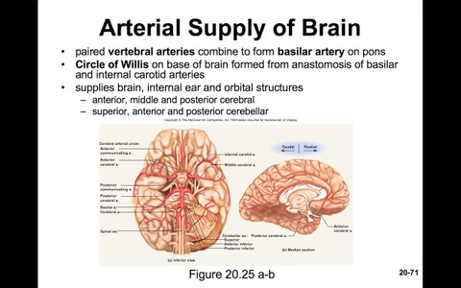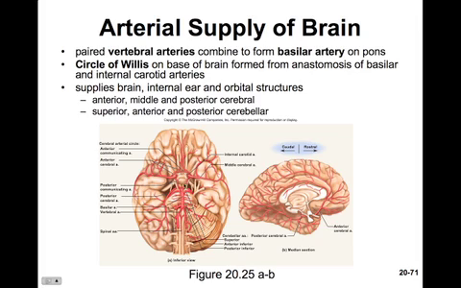Now, when we look at the arterial supply of the brain, it's very complicated. We're not going to go into too much detail here. Basically, we'll understand this circle of Willis. This is at the base of the brain, and it's formed by anastomoses of both the basilar and internal carotid arteries. It's involved in supplying the brain, the internal ear, and all the orbital structures of the eye. So, of all these vessels on the brain, these are the only ones we really need to know.